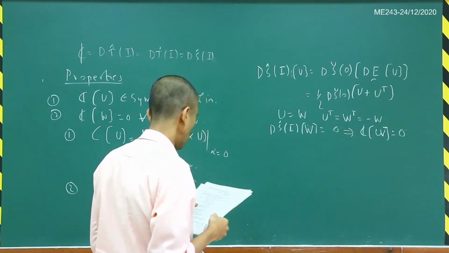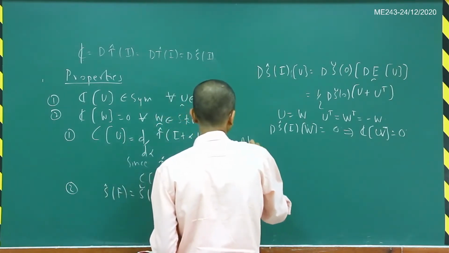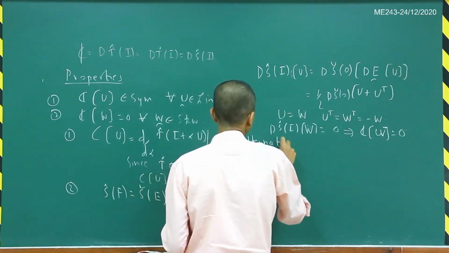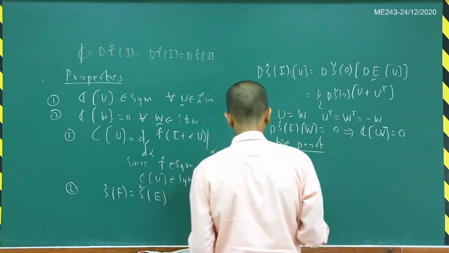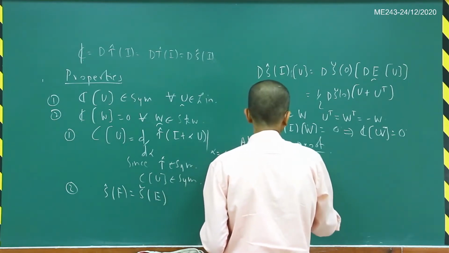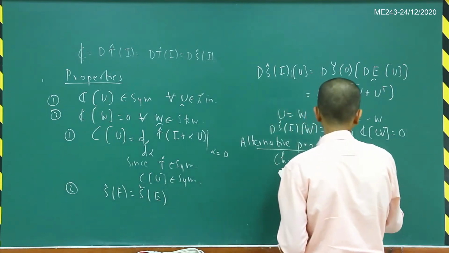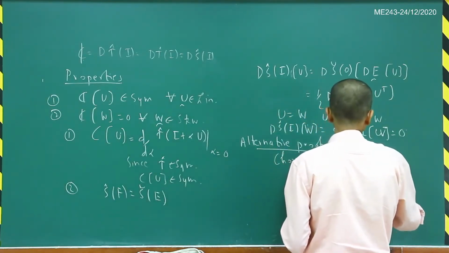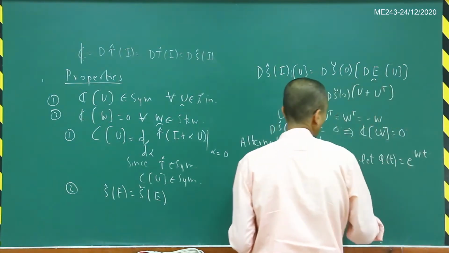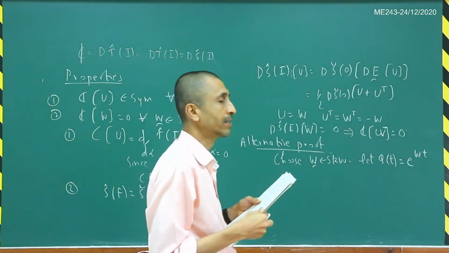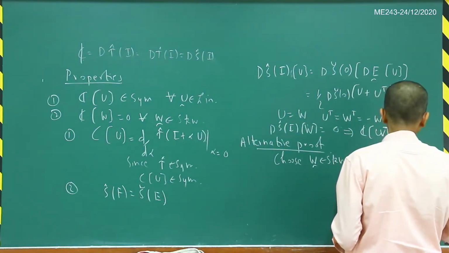One can also give an alternative proof for this particular thing. So, alternative proof. Choose W belonging to Skew, and let Q of t be equal to e to the Wt. We have seen that this exponential tensor belongs to R plus.